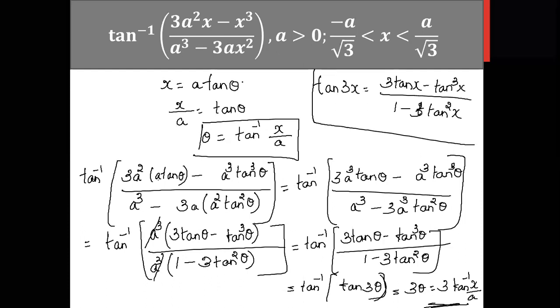Substitute the things. So from that you can see that in the numerator a cube is common. So I have taken a cube out. Similarly in the denominator you can see a cube is common. So it is 1 minus 3 tan square theta. So a cube gets cancelled. So when you see the term inside the bracket, it is nothing but the formula of tan 3x. So substitute that. So you'll get tan inverse of tan 3 theta. So tan inverse of tan x is always x. Here it is 3 theta. Substitute the value of theta. So this is how you solve this problem.